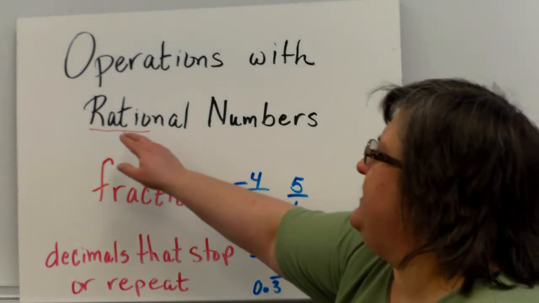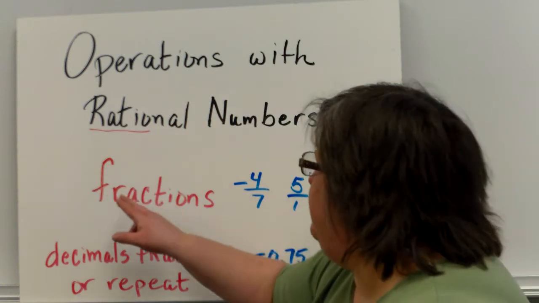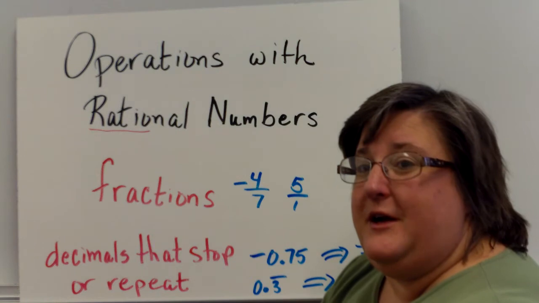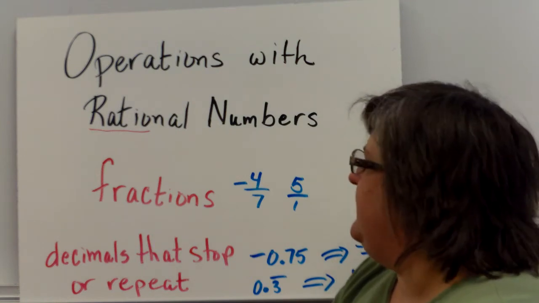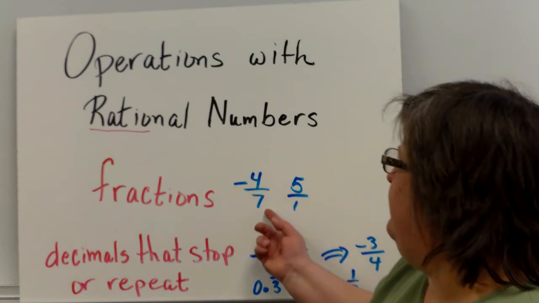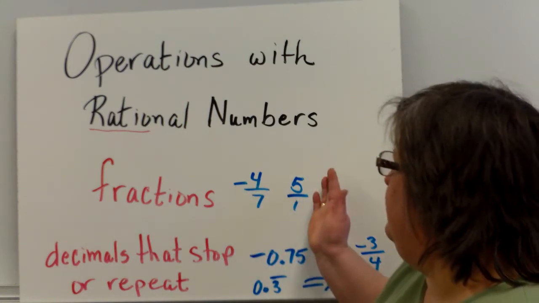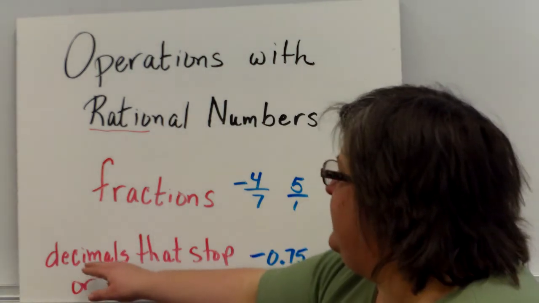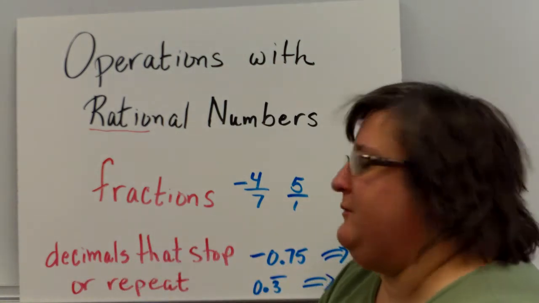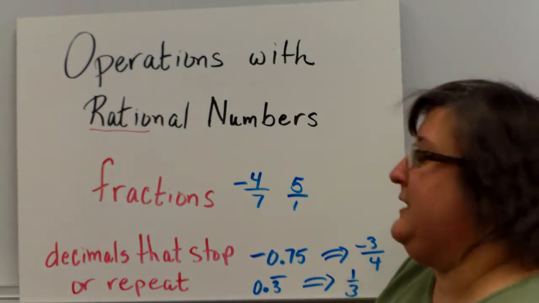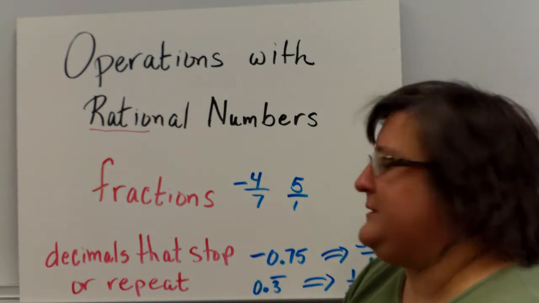One thing to remember, rational has the word ratio. That means anything that can be expressed as a fraction is technically a rational number. That could come in the form of common fractions, like -4/7, or even like 5, because you can put it as 5/1. Or it can also come in the form of decimals that stop, or decimals that repeat, because decimals that stop, like -75/100, can be turned into -3/4.